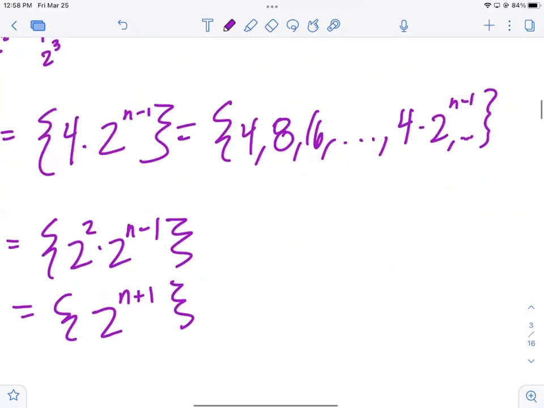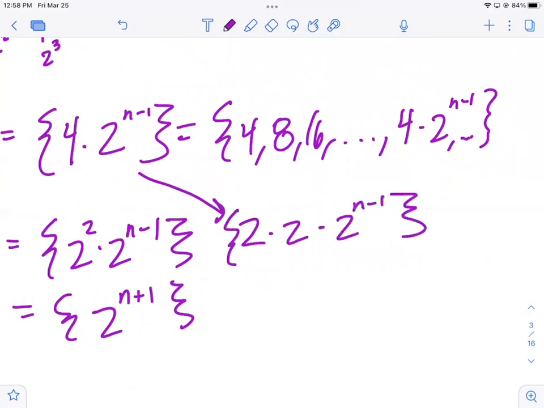Very good. You could do it this way. You could say 4 is 2 times 2, times 2 to the n minus 1, and just rob 1 Peter to pay 1 Paul instead of 2 Peters to pay 2 Pauls, and leave the 2 out front, and now say it's 2 times 2 to the n. Those all are the exact same.